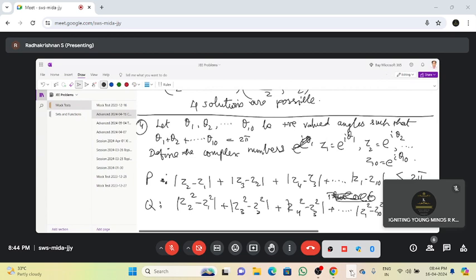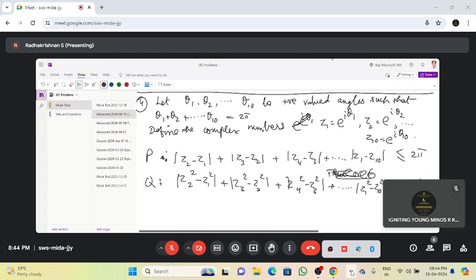Okay. So is this true or false? Okay. So these are the two statements given. Okay. So here you can see that the numbers are given in Euler form. Okay. Z1 equal to e power i theta 1.